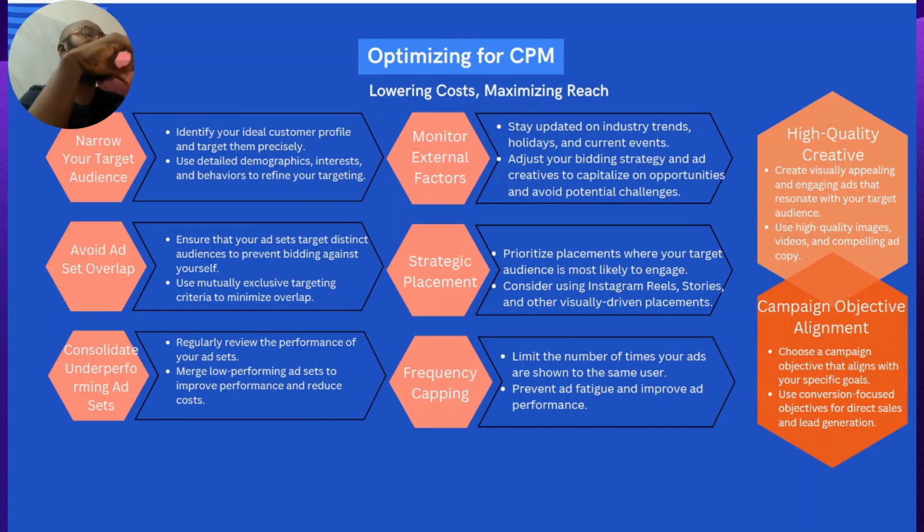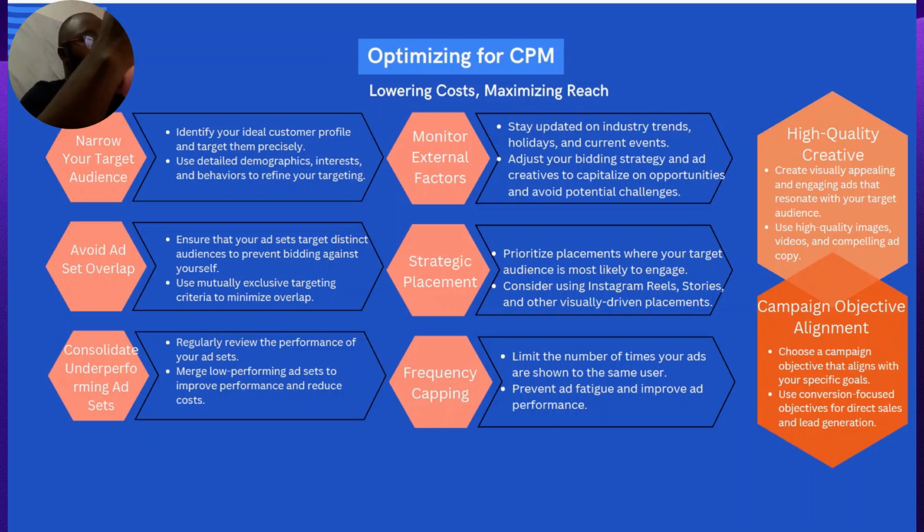It's like a network. So prioritizing placements where your target audience is most likely to engage with your ad is going to help you maximize your results. You also need to consider whether it is reels or stories that work best for you. And if you have to place some emphasis on a certain placement, then you need to do this to get better results.